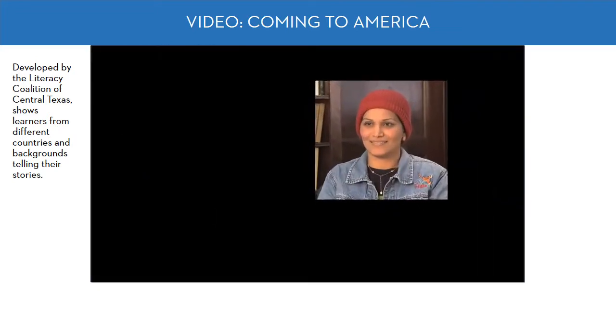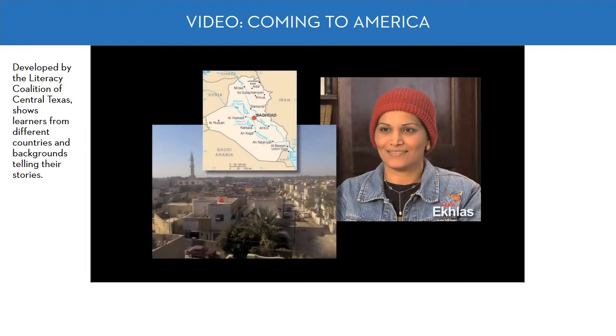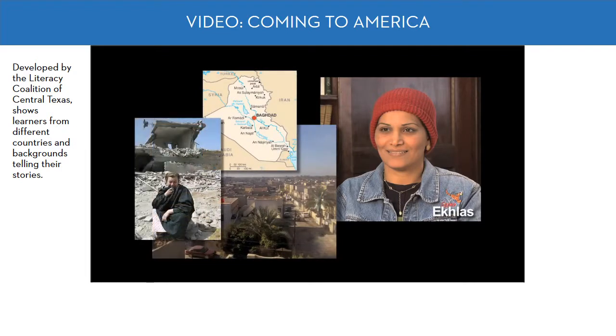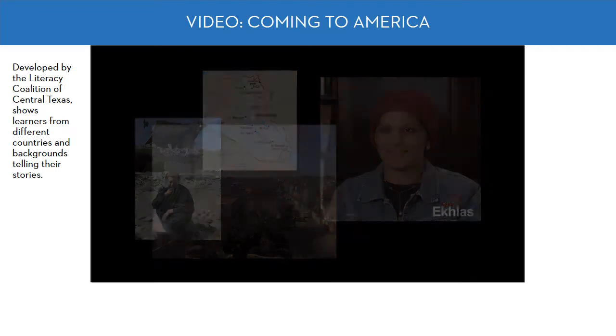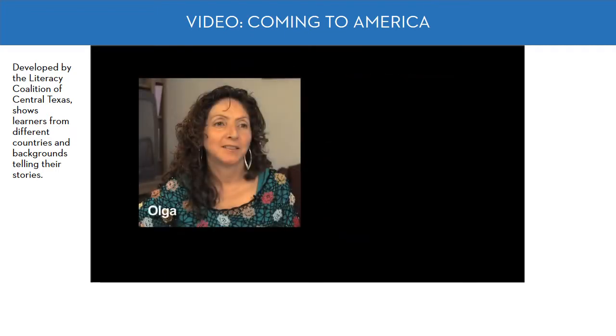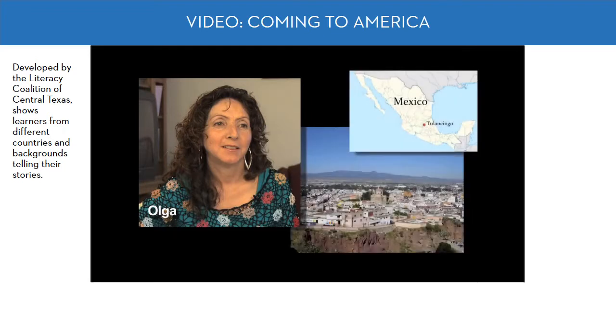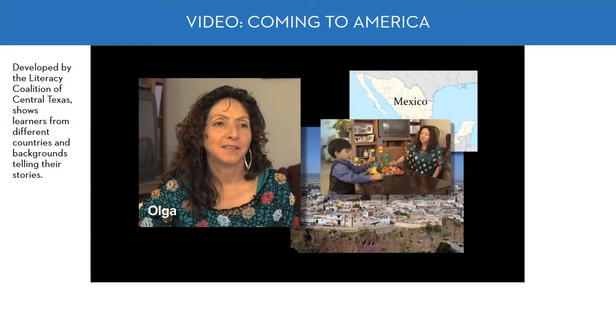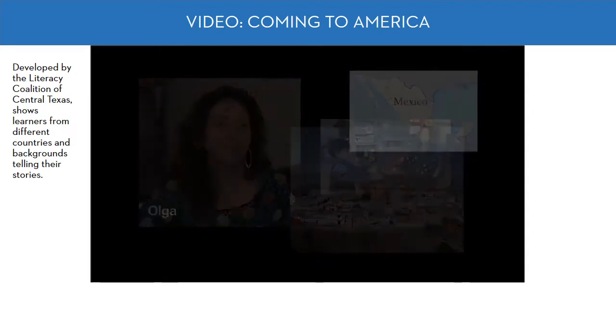Ikhlas, 34, is from Baghdad, Iraq. When life in her war-torn country became unbearable, she fled to the United States with her husband and 3 children. Olga, 48, moved to the U.S. from Tulancingo, Mexico, when she was 20 years old, looking for a better life. Now a grandmother, she recently acted on a lifelong dream to learn English and has plans for continuing her education.